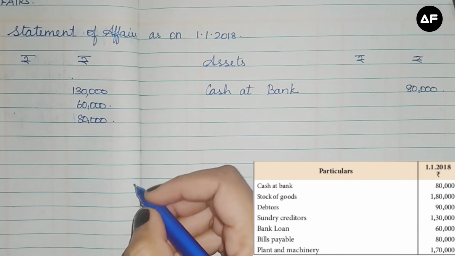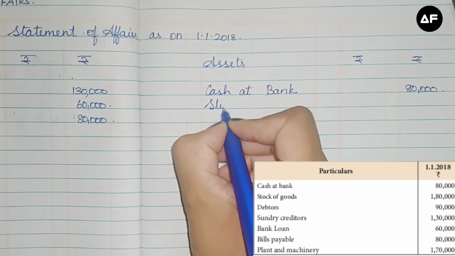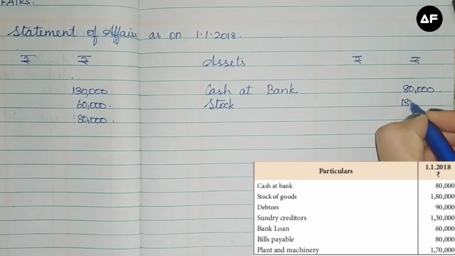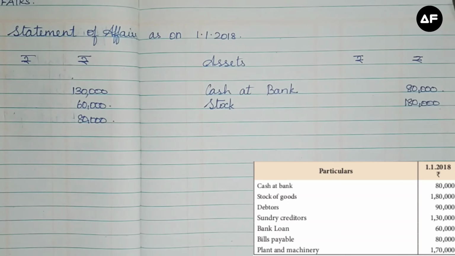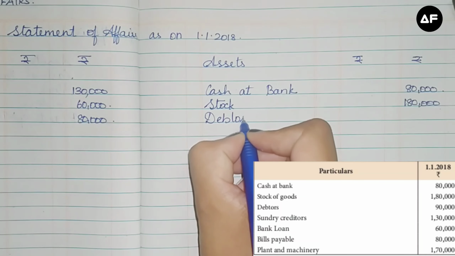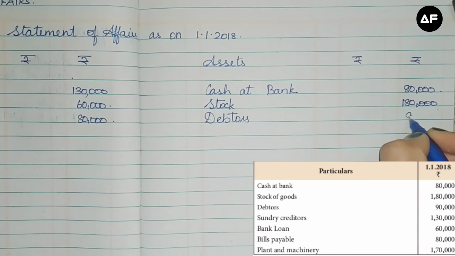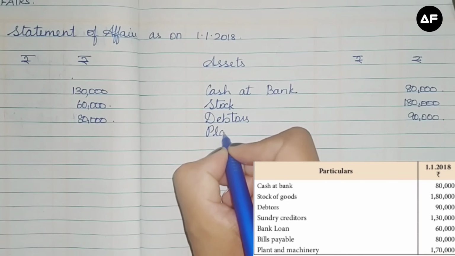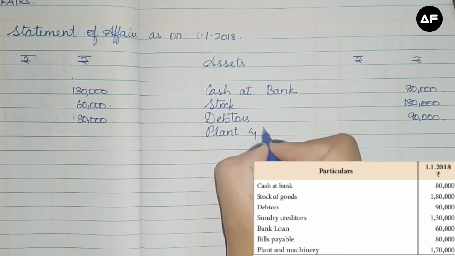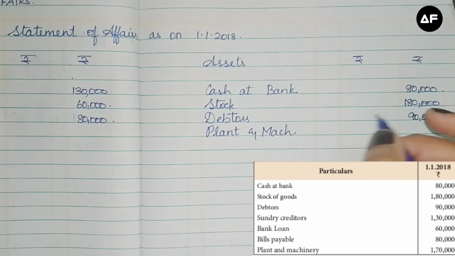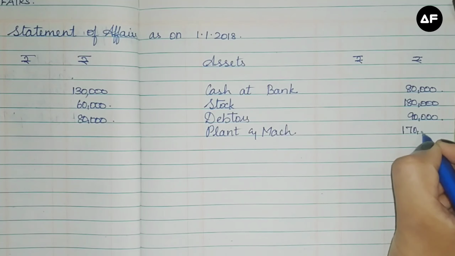The next asset is stock. That's going to be 1,80,000. Our next asset is debtors. So debtors are 90,000. Lastly, it's plant and machinery. Plant and machinery is 1,70,000.